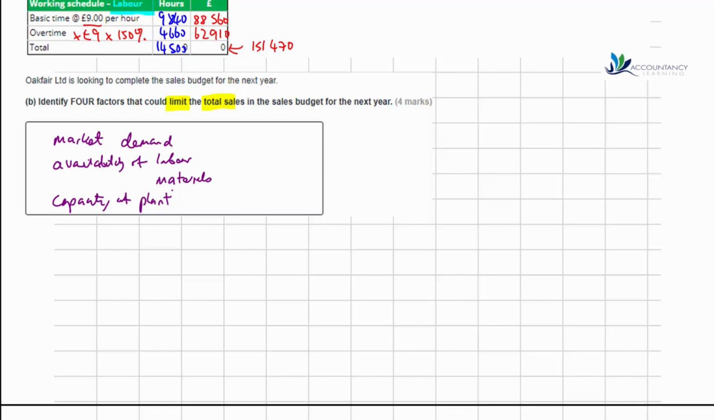So the question asks us for 4 factors, and we provided 4 there. Other possible answers are available as well.